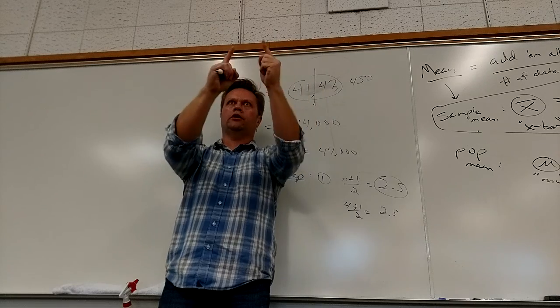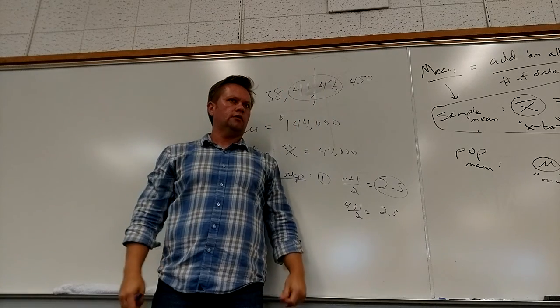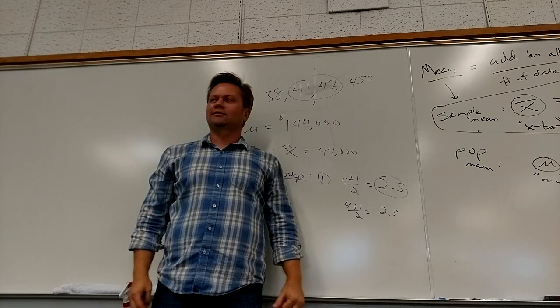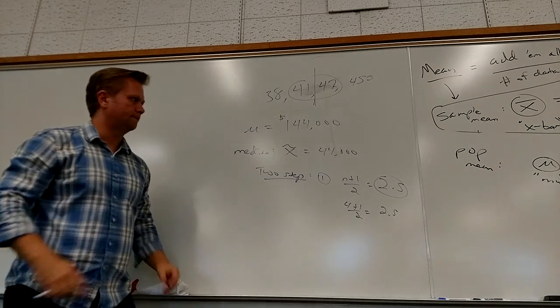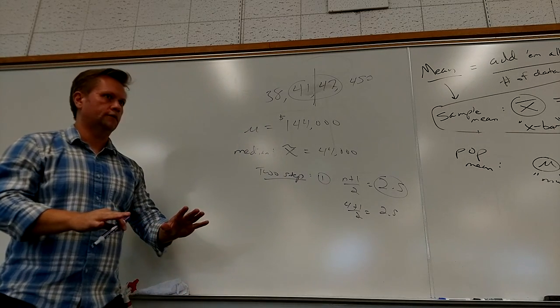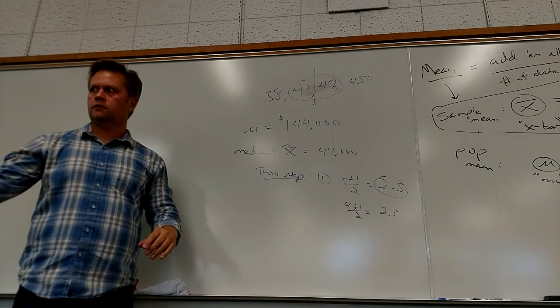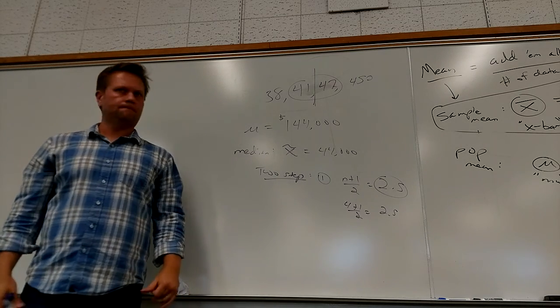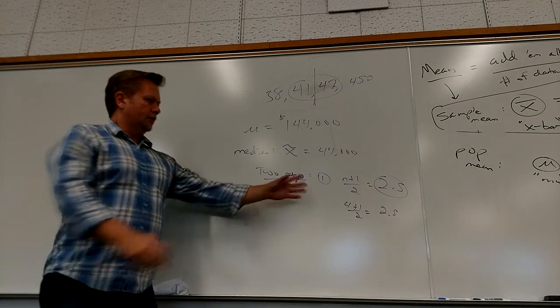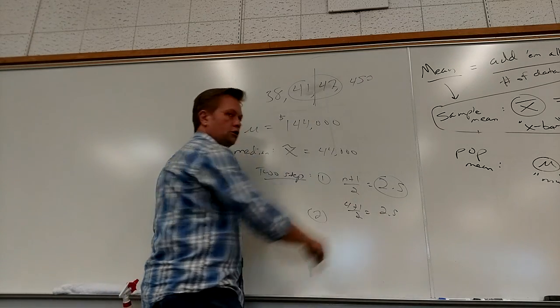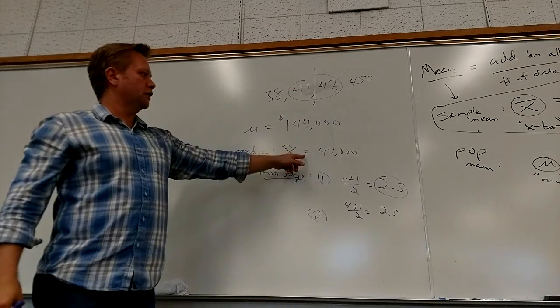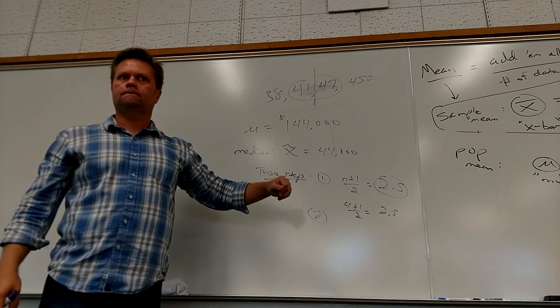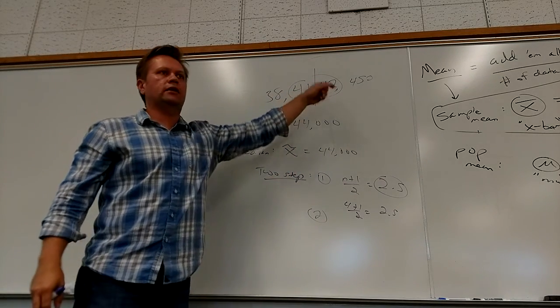Oh, I'm going to go crazy. I learned that in elementary. Okay. Yes, n plus 1 divided by 2. Yep. And then step 2 would be go get this 2.5 number, which is the work we did up here. Yep. The 2.5 number is the number between the second and third number.